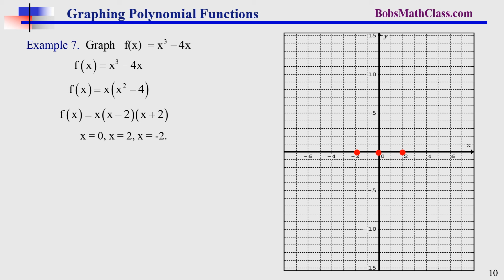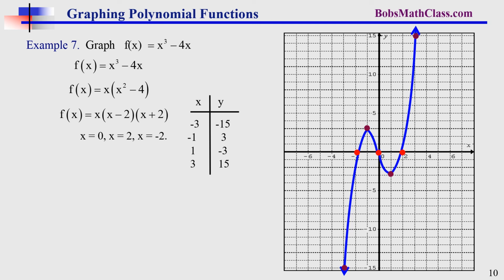Let's make our table. Let's pick a point to the left of negative 2, like negative 3. In between negative 2 and 0, negative 1. In between 0 and 2, 1. And to the right of 2, 3. Okay, I made my graph just big enough to get all these points in. Let's draw it in. Not bad.